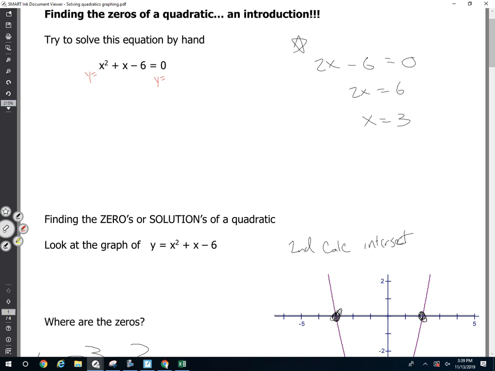Go back to this one. There's another way to solve this equation. x squared plus x minus 6 equals 0. Not by isolating the x. It's by using something that we prepared for and we did this class. Factoring. Thank you, Mr. Irwin. Can you factor x squared plus x minus 6? Go ahead and write it down. What is the factored form of x squared plus x minus 6?